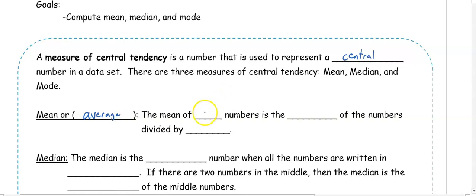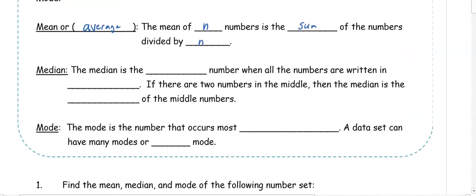To get the mean of n numbers is the sum of the numbers divided by n. So you add up all of the numbers and then divide by how many data points you have. The median is the middle number when the numbers are written in least to greatest. If there's an even number of data points, then for the two numbers in the middle, you need to take the average of those numbers.